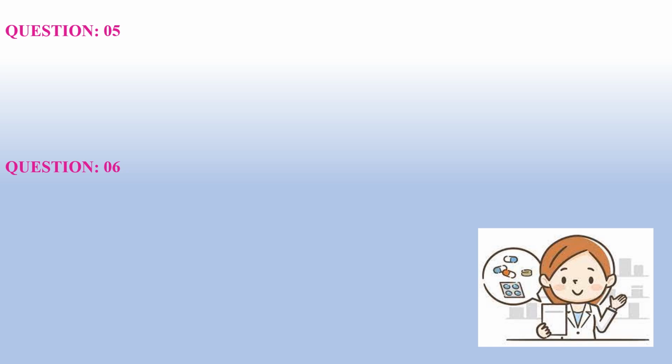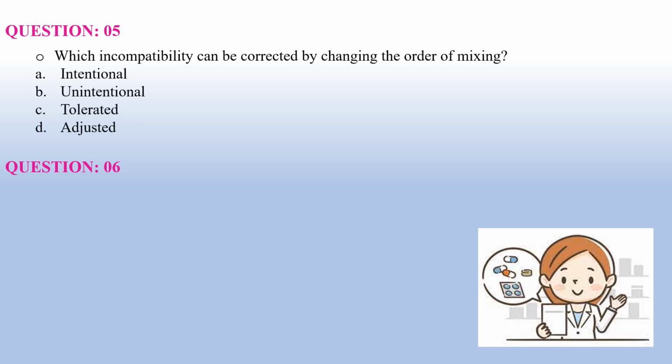The next question is, which incompatibility can be corrected by changing the order of mixing? The options are A. Intentional, B. Unintentional, C. Tolerated, D. Adjusted. And the answer is C. Tolerated.